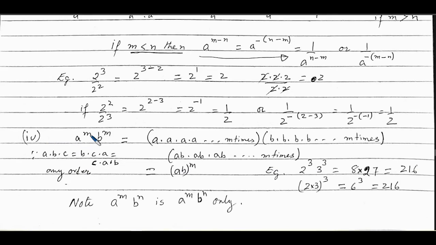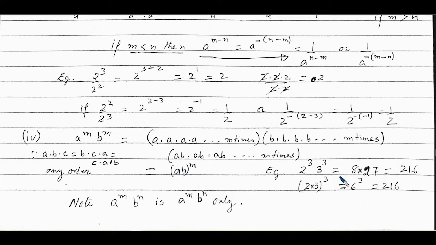Okay, now a to the power m into b to the power m. This is a to the power m means a, m times, b also m times. So I can write a into b, again a into b, m times. So it is ab to the power m. So ab into ab into ab, m times.